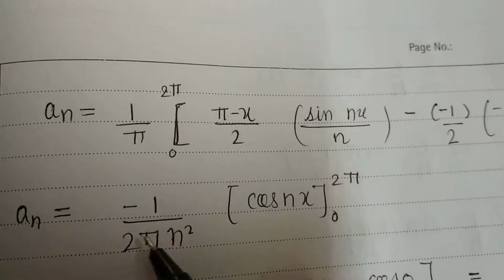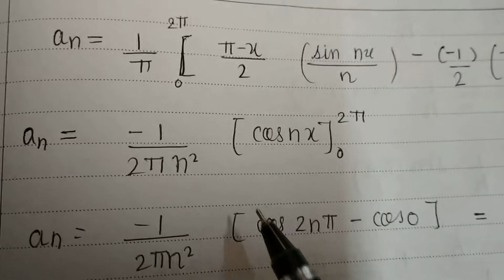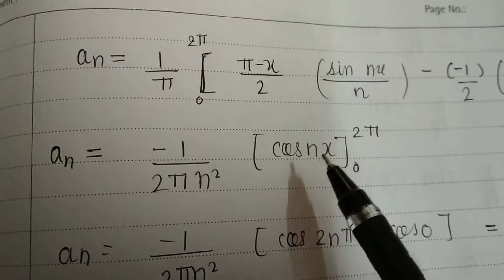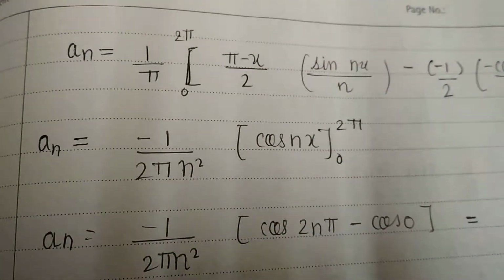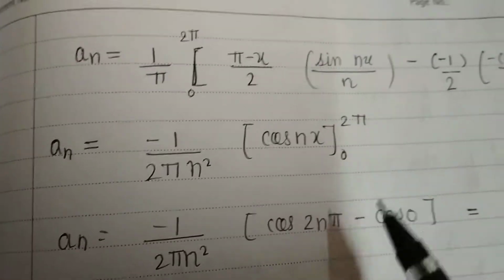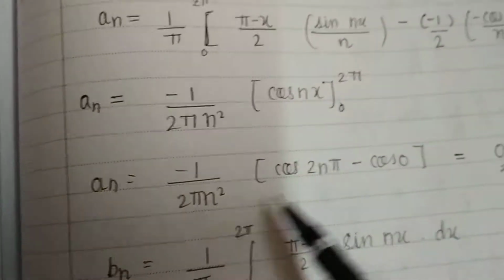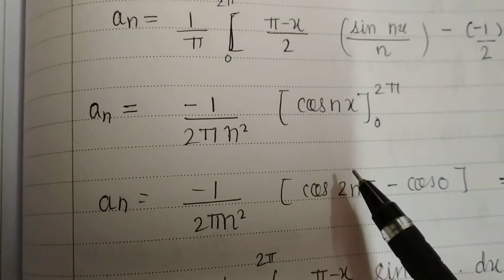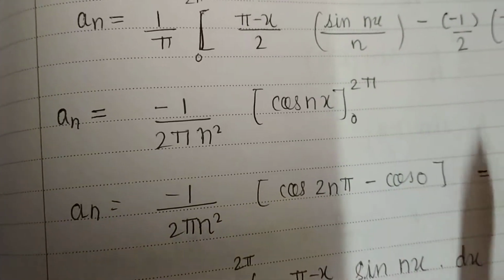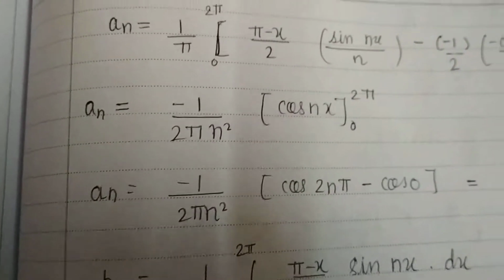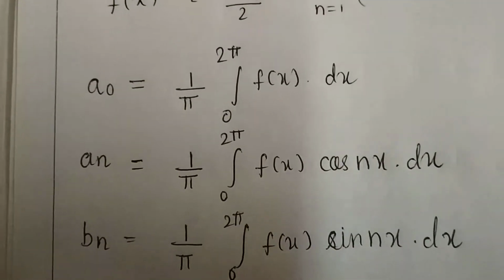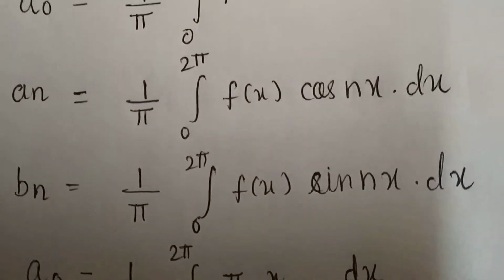Now this will be minus 1 by 2 pi n square, in the brackets cos of 2 pi n minus cos 0. When you substitute 2 pi and 0 as the values of x, that is upper limit value minus the lower limit, this becomes 0 because cos of 2 pi n is 1 and cos of 0 is 1. 1 minus 1 is 0. So any term into 0 becomes 0. So our an term also becomes 0. Now to find bn, we have to substitute the value of f of x in this formula.